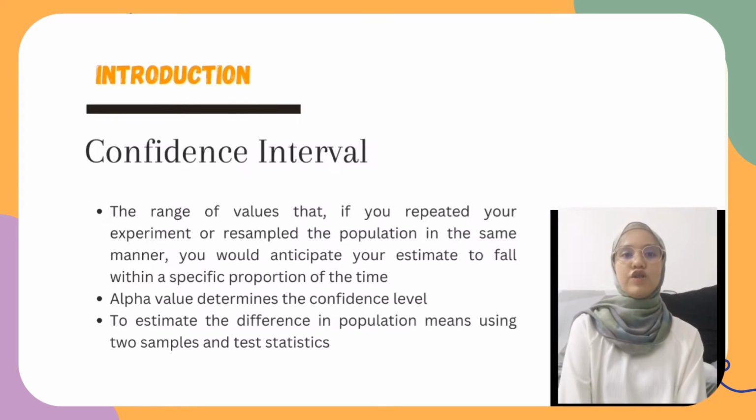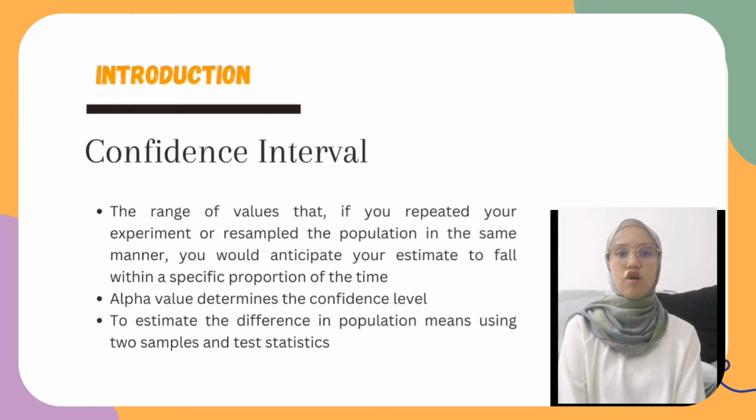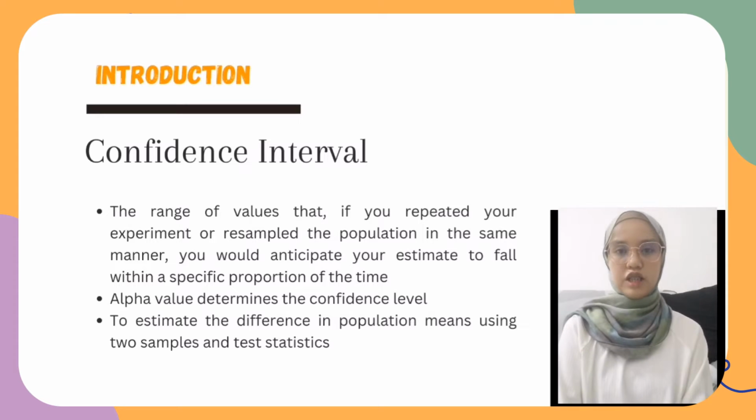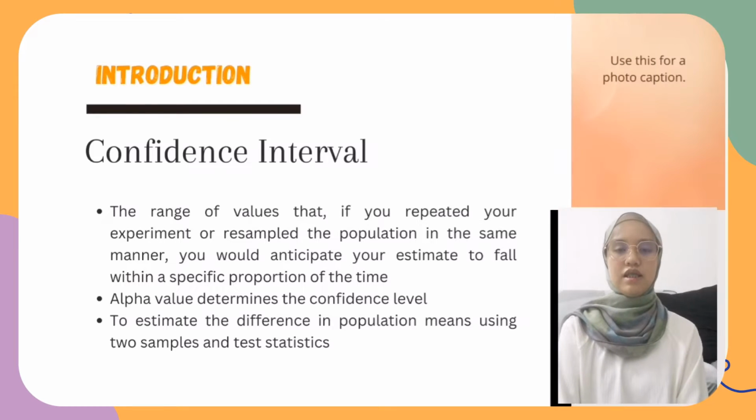The alpha value determines the confidence level, which is the proportion of time you anticipate being able to recreate an estimate between the top and lower boundaries of the confidence interval. To estimate the difference in population means using two samples and a test statistic, you will learn about confidence interval for the difference of two population means in today's lesson.